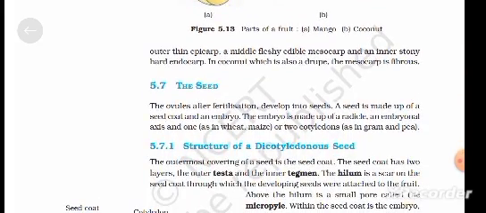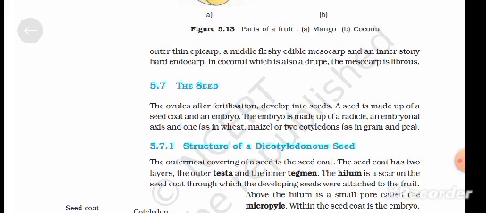The seed. The ovule after fertilization develops into a seed. A seed is made up of a seed coat and an embryo. The embryo is made up of a radicle and an embryonal axis, and one cotyledon as in wheat and maize, or two cotyledons as in gram and pea.